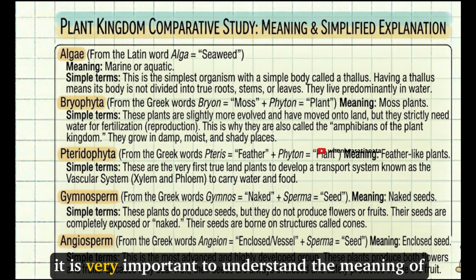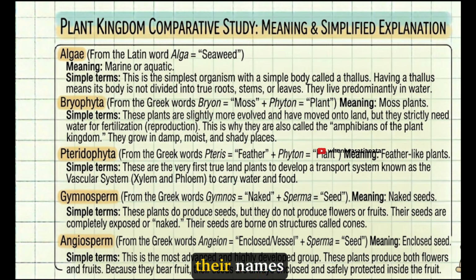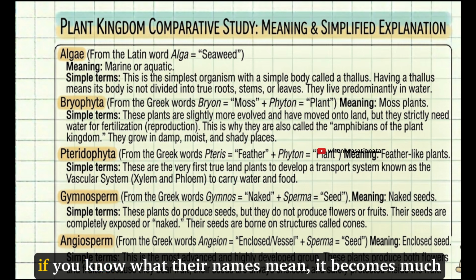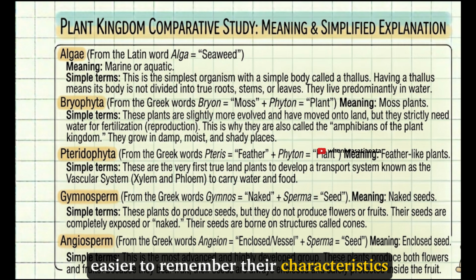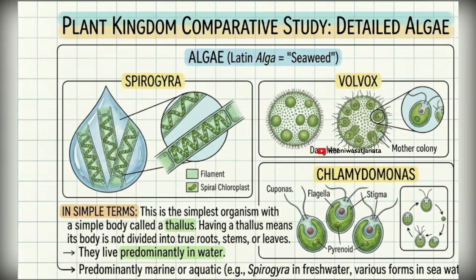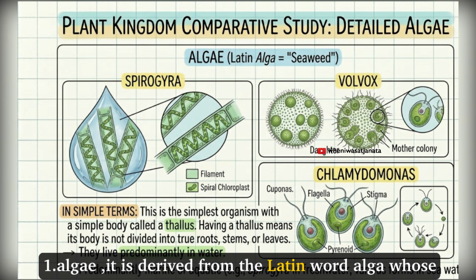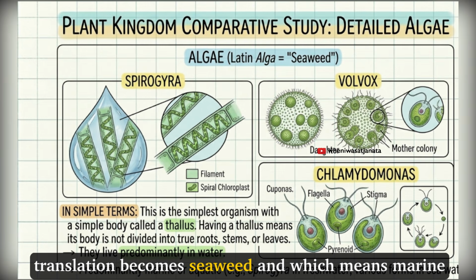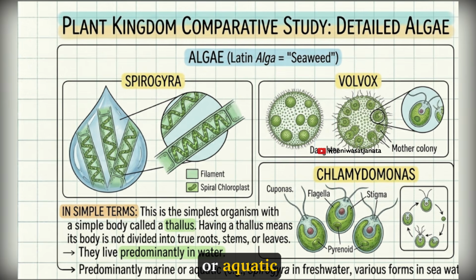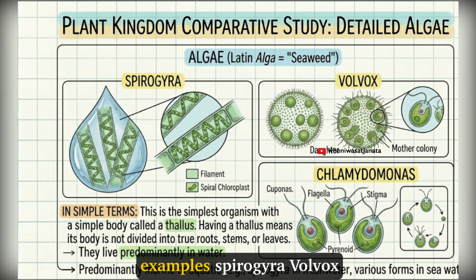First of all, it is very important to understand the meaning of their names. If you know what their names mean, it becomes much easier to remember their characteristics. 1. Algae. It is derived from the Latin word alga, whose translation is seaweed and which means marine or aquatic. Examples: Spirogyra, Volvox.